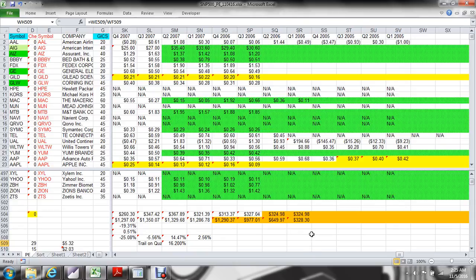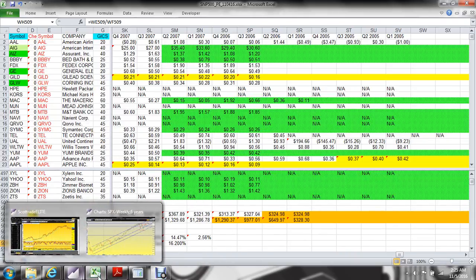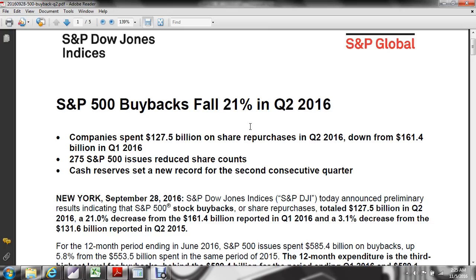Now, another thing that people are looking at is stock buybacks. The S&P is seeing a huge number of buybacks. Let's look at what that's doing for stock prices or stock earnings.